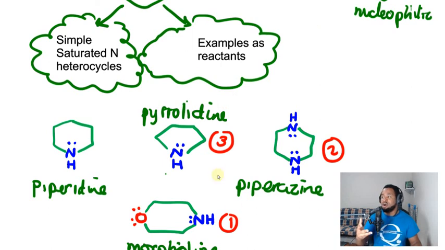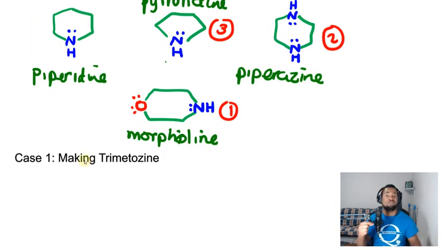And take note that all 3 compounds here are going to be acting nucleophilically, which means they are going to be mainly nucleophiles and less of a base. So let's move on to case number 1, which is making trimetozine.